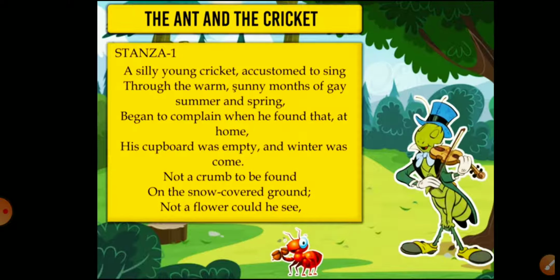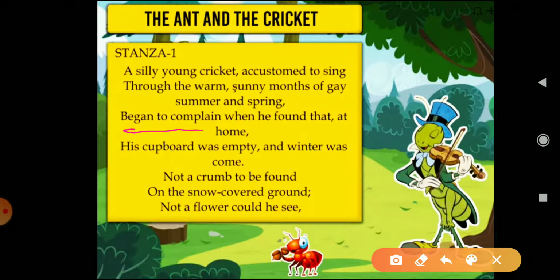Here you can see that he began to complain that when winter came, he found that his cupboard was empty, nothing was there to eat. Not a crumb to be found means he didn't get a piece or particle of food to eat. The whole ground was covered by snow, so he didn't find any flower or leaf or anything to eat. He was not able to see anything on the ground, just snow.